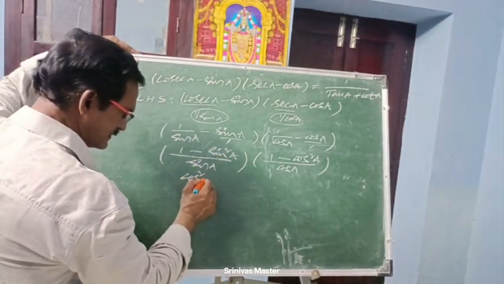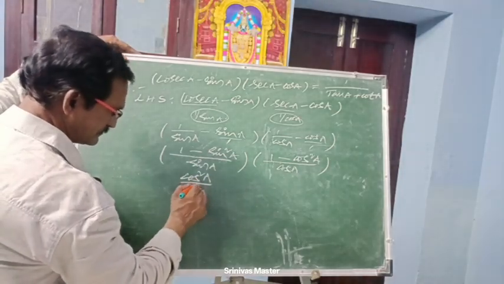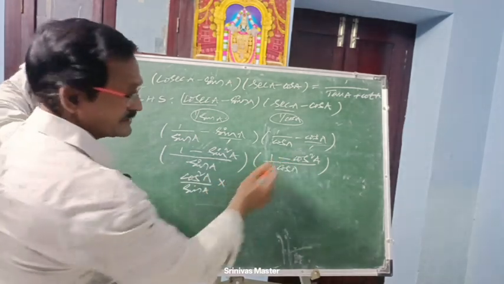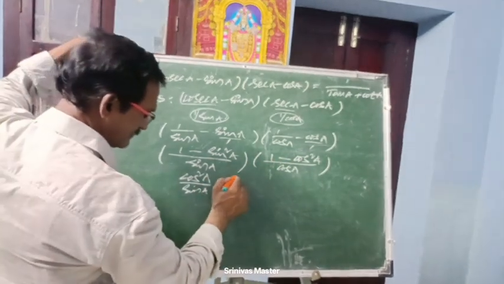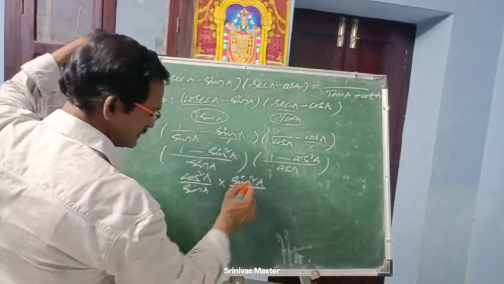equals what I told you, cos square A, by how much? Sin A. Your bracket means multiplication, children. 1 minus cos square A means sin square A, by how much? Cos A.